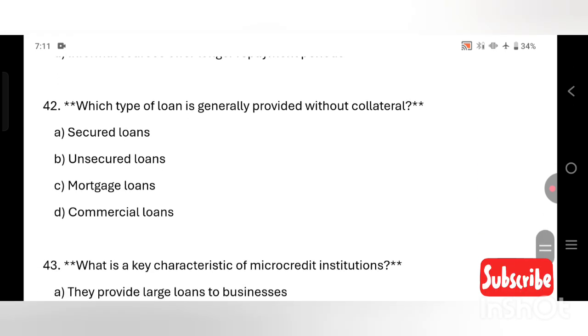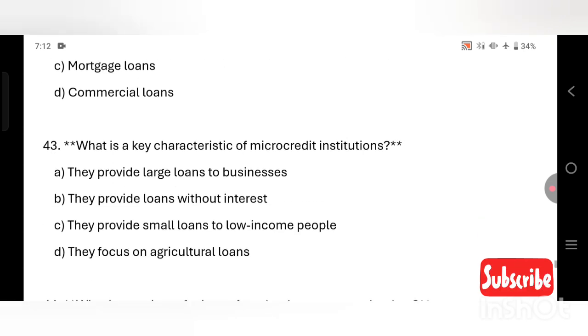Question number 42. Which type of loan is generally provided without collateral? Secured loans, option A. Option B, unsecured loans. Option C, mortgaged loan. Option D, commercial loan. The correct answer is unsecured loan. Without collateral is unsecured.